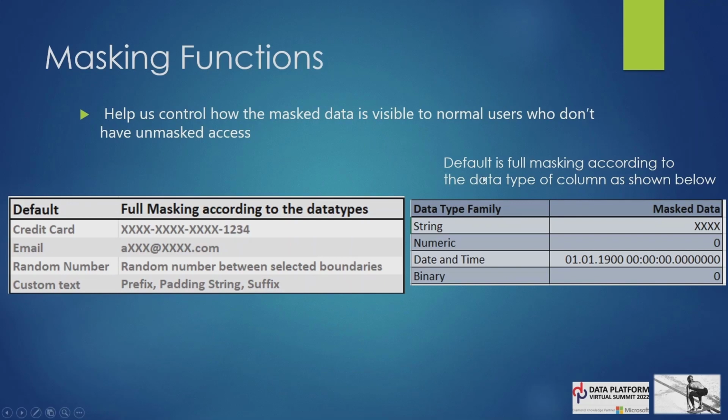If you want, you can completely have a padding string with no prefix or suffix, so you have complete control over that. And by default, there's also a way you can say the masking function that I'm using is just default. So on string, by default, your masked data will show XXX. Your numerics will show as 0. Any date and time or date columns would show 1/1900, and any binary columns would show 0.